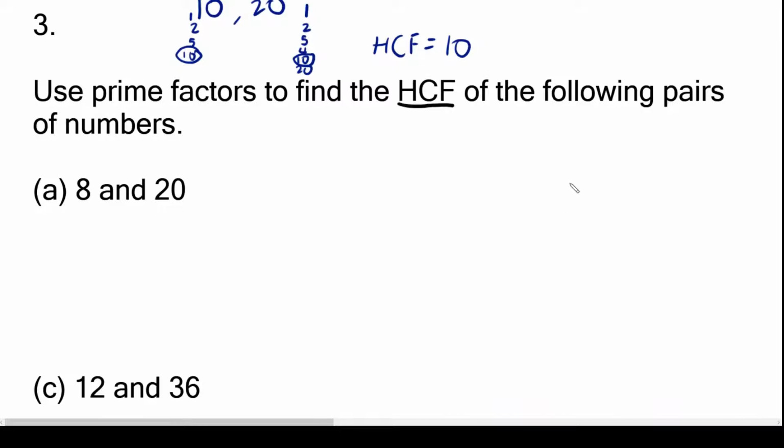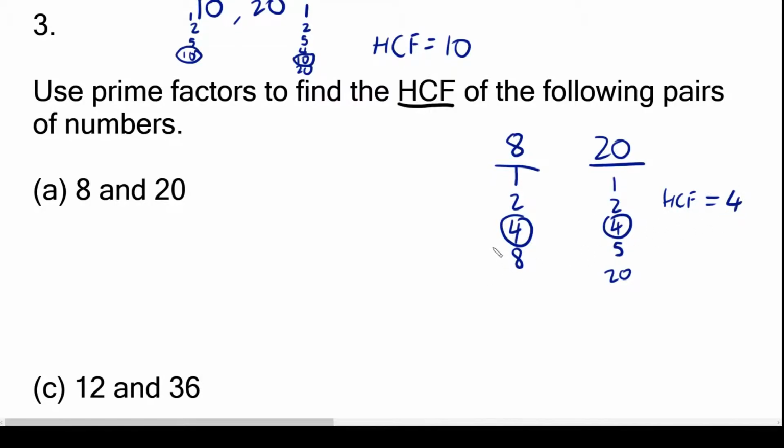Okay, so let's look at 8 and 20. This is not using prime factors. This is a way of doing it the old-fashioned way. So here we'll have the factors of 8: 1, 2, 4, and 8. 1 times 8 gives 8, and 2 times 4 gives 8. The factors of 20, we just figured them out before: 1, 2, 4, 5, 10, and 20. So the highest common factor is going to be 4.